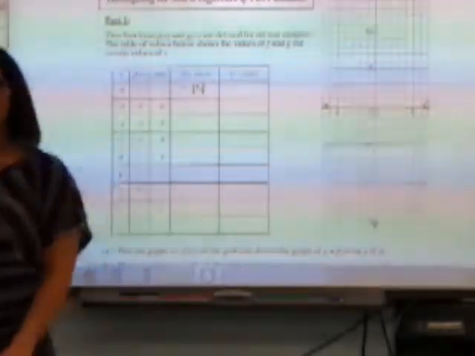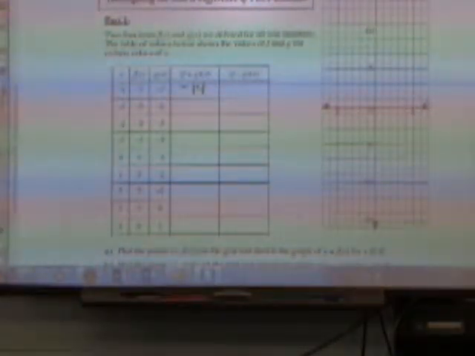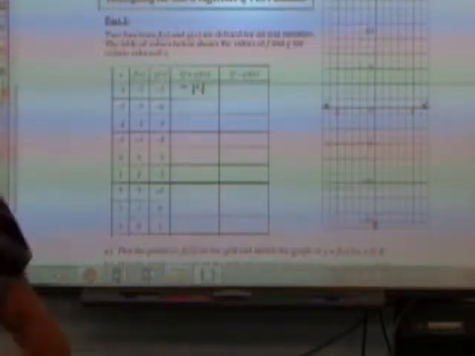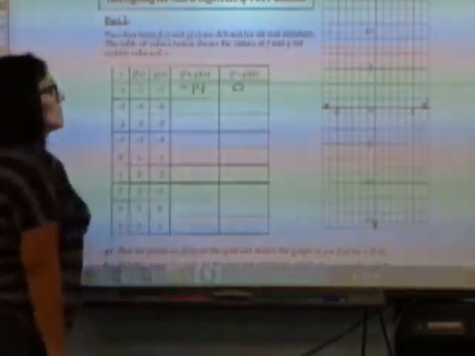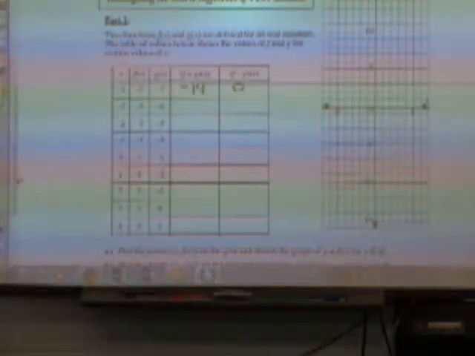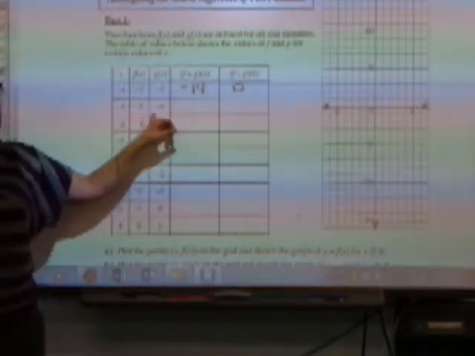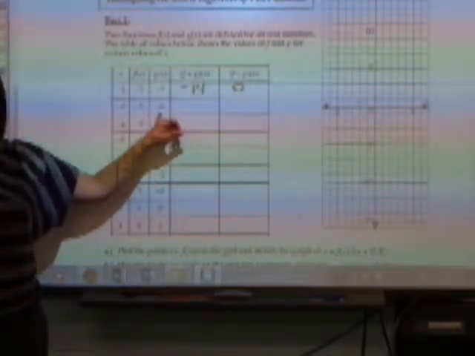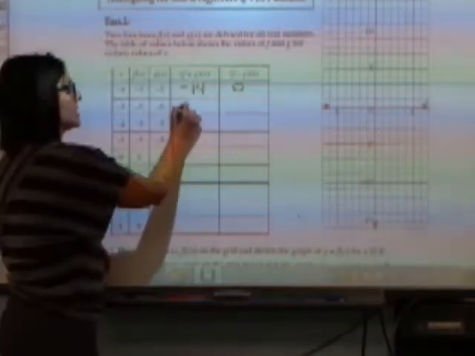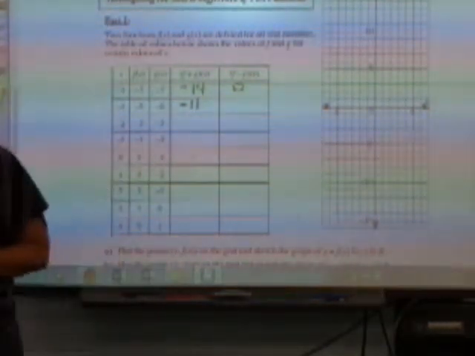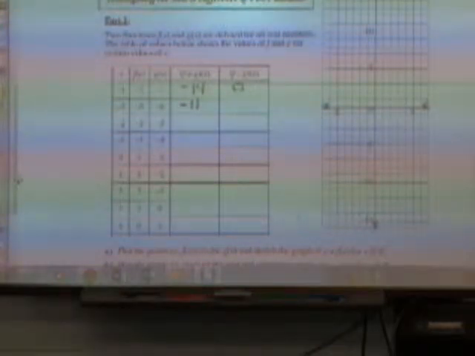If I subtract them, what do I get? I get 0. If I look at the next point, when x is equal to negative 3, the f function is equal to negative 5, and the g function is equal to negative 6. If I add the two functions together, I would get negative 11, and if I subtracted them, negative 5 minus negative 6, 1.